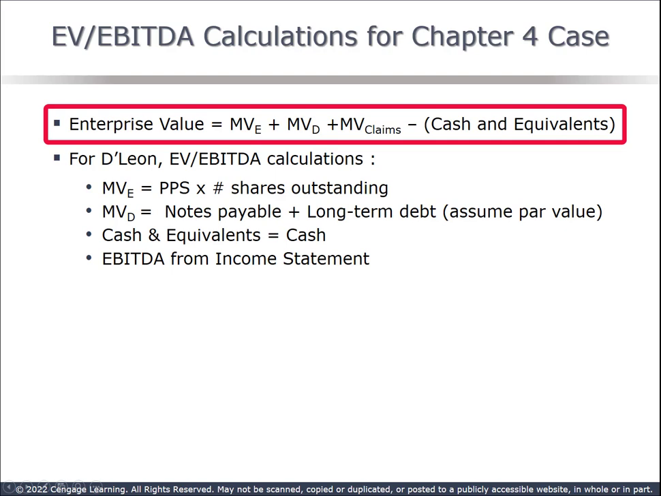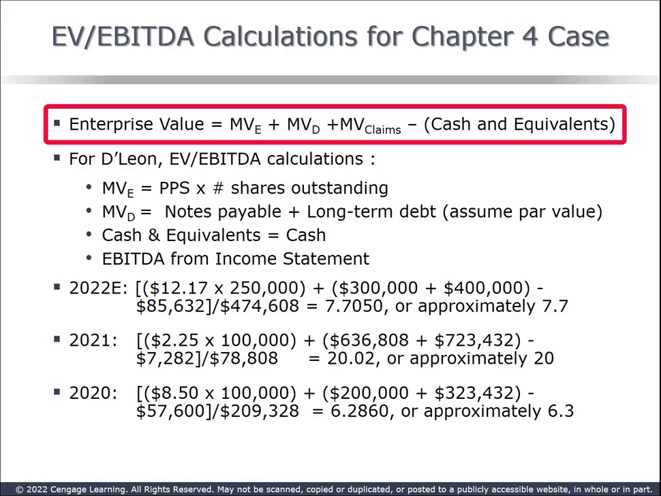For DeLeon, the market value of equity is price per share times the shares outstanding. Market value of debt is notes payable and long-term debt from the balance sheet. Cash and equivalents is cash. EBITDA is from the income statement. The calculations for 2020, 2021, and 2022 are shown here. According to Investopedia, a value below 10 is considered healthy, but the results should be compared to industry averages and other similar firms. Clearly, 2021 was a bad year, but the firm expects to recover in 2022.